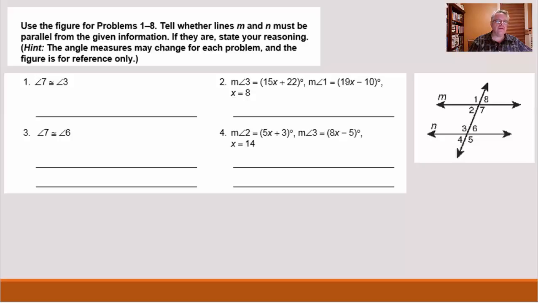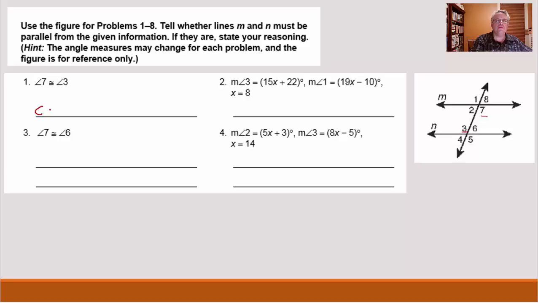All right, let's see how we use these. So we're given this figure over here, so all the angles refer to this figure. It says, tell whether lines M and N must be parallel based on the given information. All right, they look parallel, but we want to know that we for sure can conclude that they're parallel. So what if angle 7 is congruent to angle 3? Well, if you look over here, 7 and 3 are alternate interior angles. So if they're congruent, then the lines have to be parallel. So that's true, they're alternate interior angles.